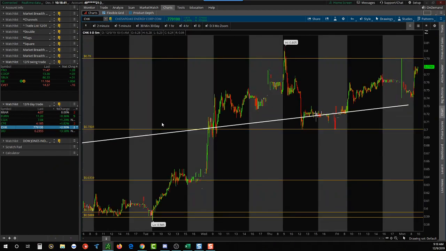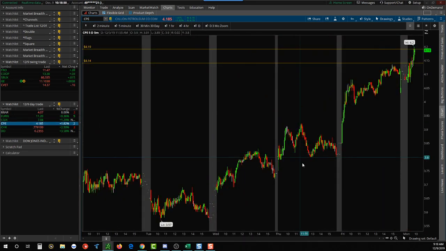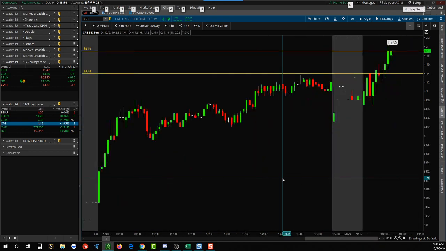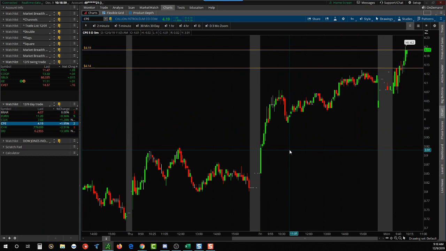All the time I get emails from people saying, I never can find anything to trade. These are energy markets that are just doing amazing. This is a continuation on CPE from Friday's price action. Developed a really clean open range and then broke out of it beautifully.